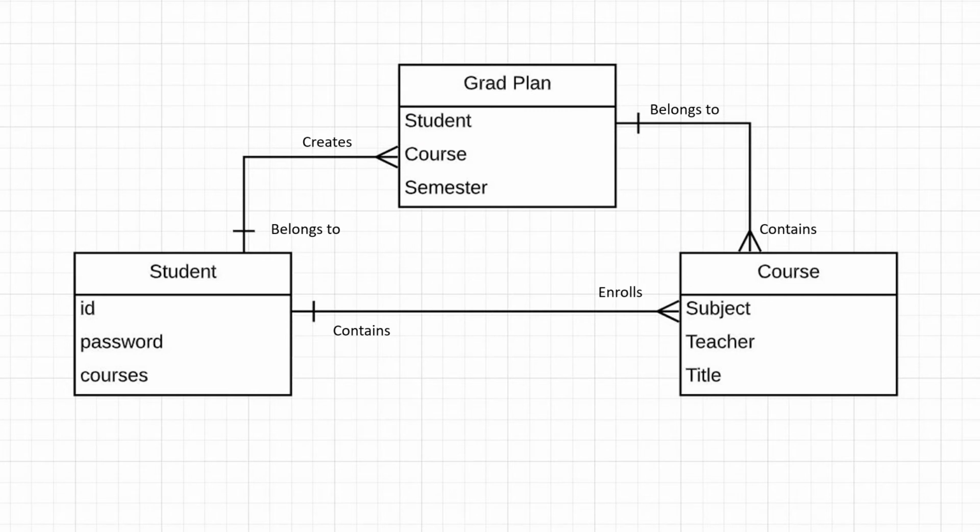In the Grad Planner project, ERDs could be used to help organize the flow of data. In this example, we've created a simple ERD at the conceptual or highest level of detail. We have three entities: student, grad plan, and course. Each entity has several attributes associated with it. Student has an ID, password, and course. The grad plan has a student, course, and semester, and the course has subject, teacher, and title.